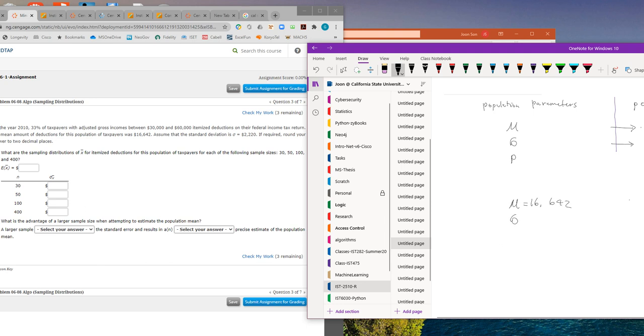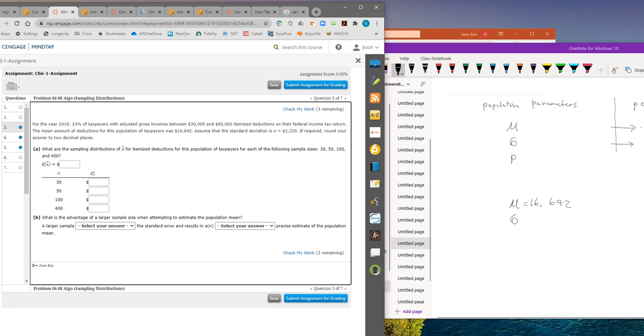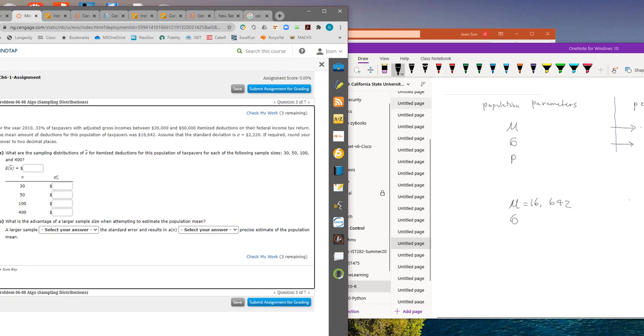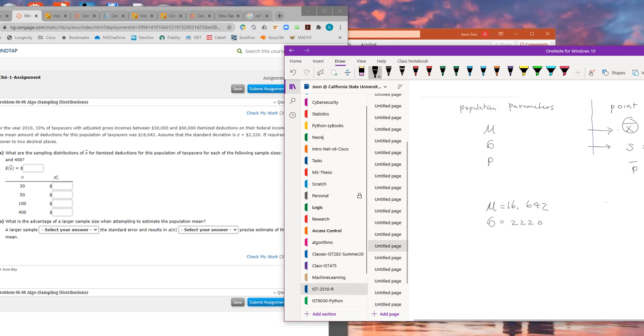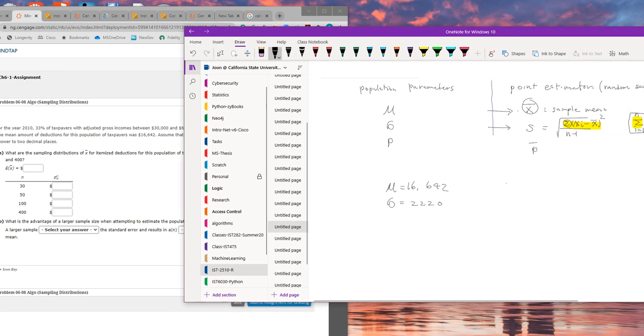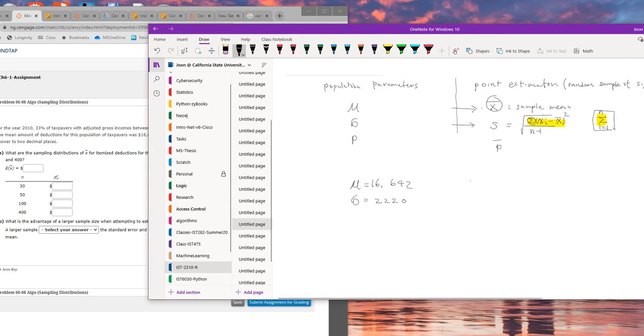16,642, and then sigma, which is a population parameter, the population standard deviation, right? The population standard deviation sigma is 2,220. Okay, so that's the given, right? So basically, you are asking for the sampling mean. So you need to find the x bar, the expected value of this x bar, right?